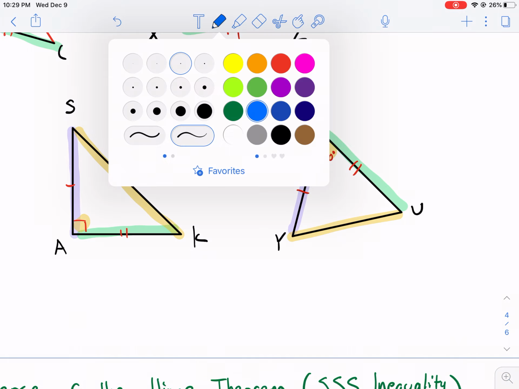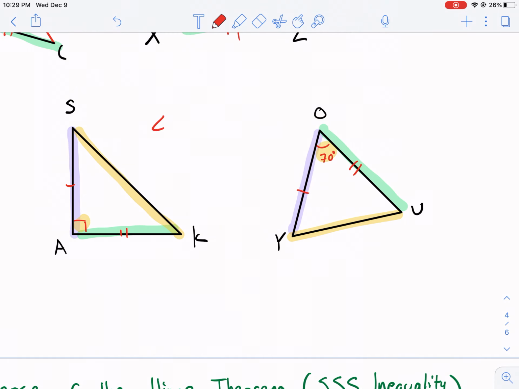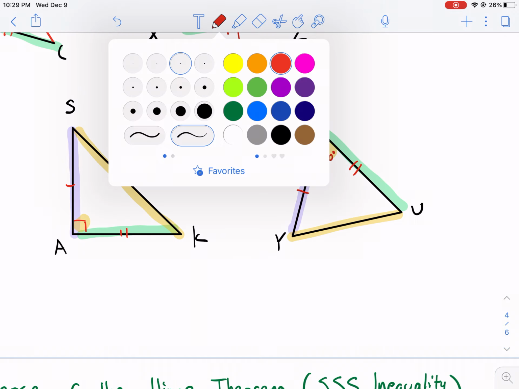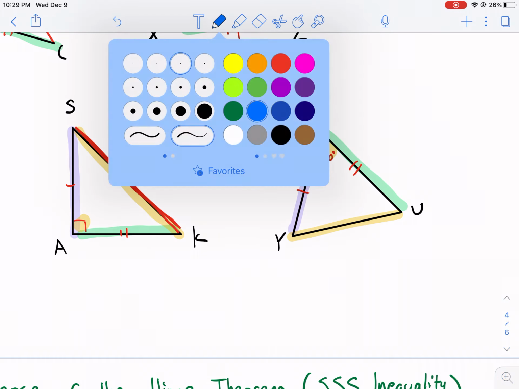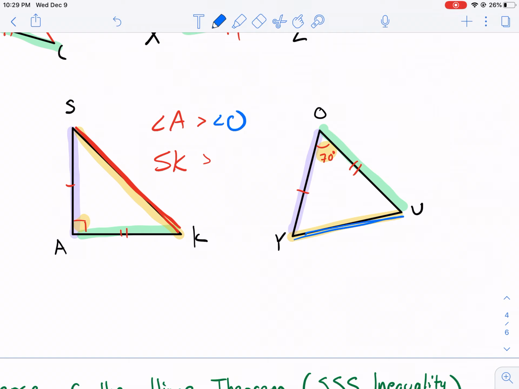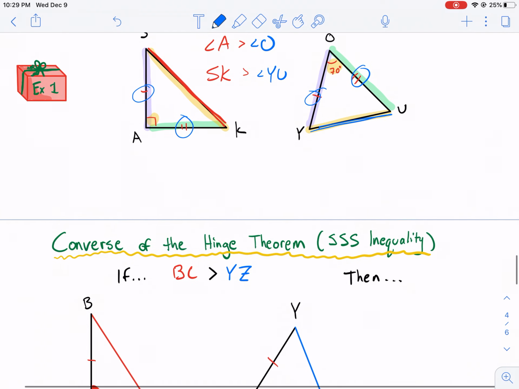Well, because this is 90, angle A is bigger than, let's call this angle O. Then we know the side opposite, this side right here in red, SK, is going to be bigger than this blue side right here, YU. So even though the triangles are congruent in a lot of ways, with two congruent sides and a conjoined angle, the one with the bigger angle is going to have the bigger side. That's all this section is about.